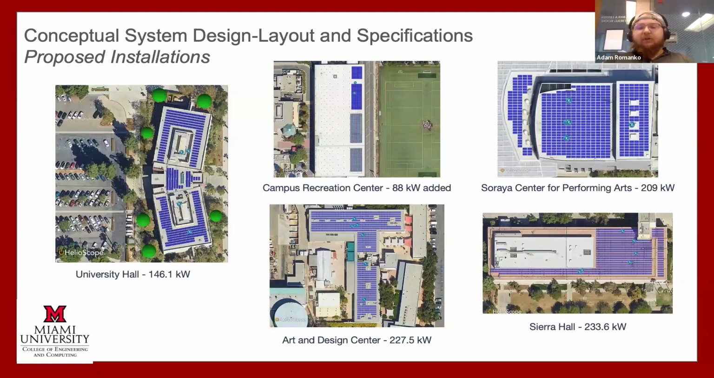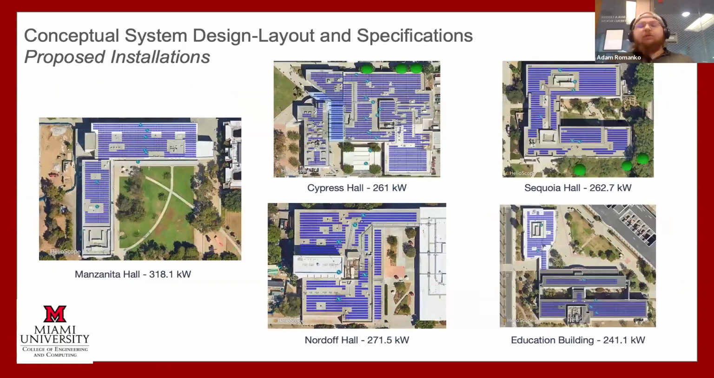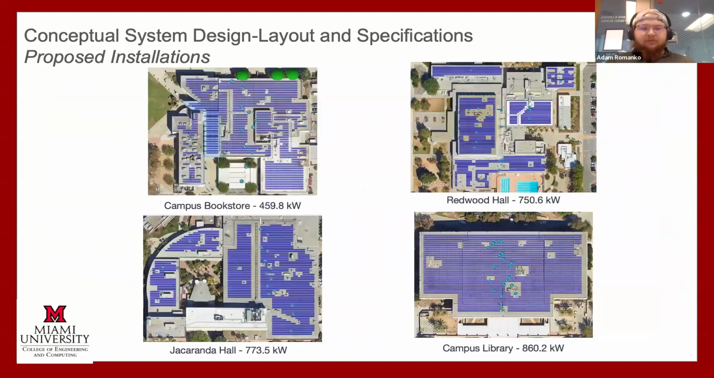These first 5 buildings are our smallest producers, but because these buildings were mostly flat and had little infrastructure on the roof, we were able to use them. These are our 5 middle producers. Some of these are a bit sporadic, but they fit enough solar panels on them to make a good dent in the production we were looking for. And then here are the 4 largest producers for rooftop buildings.